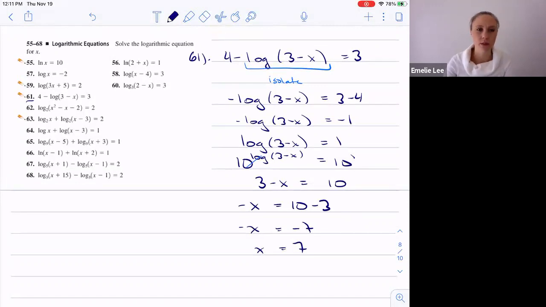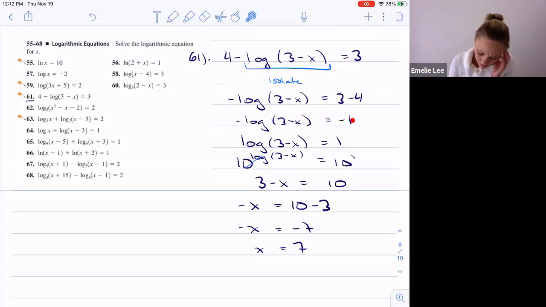Let me just check something real quick here. Something happened. Why am I reacting? It's kind of far-fetched, but it's because x equals 7 is not in the domain, so it's not a solution. 3 minus 7 gives me a negative number. So that's why I can't have x equals 7. So something happened here.